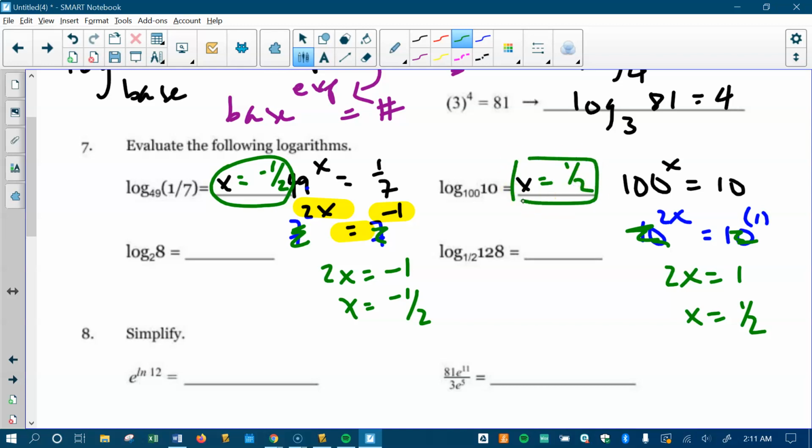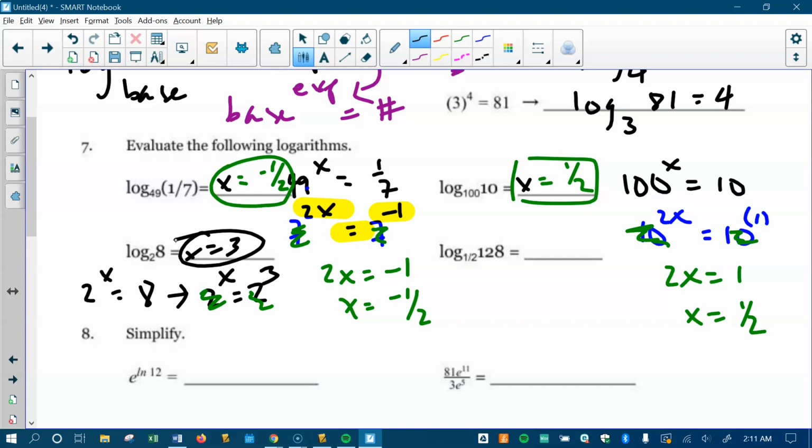Okay, let's do this one. Log base 2 of 8. Again, let's call that x: 2 to the x equals 8. Both of these numbers have a base of 2 in common, because 8 is 2 to the third. Again, bases are the same. Drop that base, and you get x is automatically 3. You do not have to solve for x any further. x equals 3.